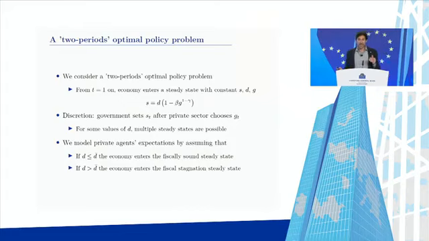Now, let's assume that agents believe that the economy will enter the good fiscally sound steady state if debt is lower than the bar, and it will enter the fiscal stagnation steady state if debt is higher than the bar. Here, the bar is a way to measure people's expectation. A pessimistic economy is an economy in which the bar is low, so in which you need to reduce debt by a lot to get out of fiscal stagnation.